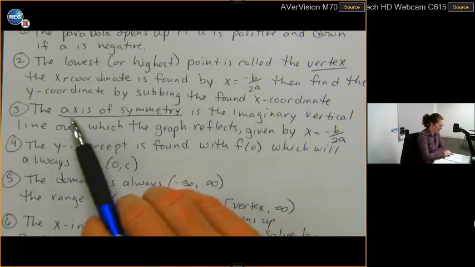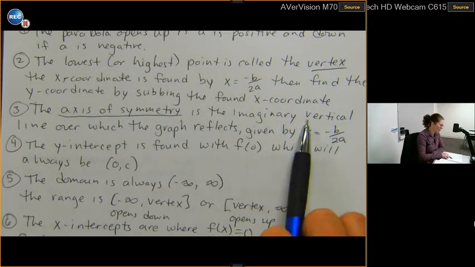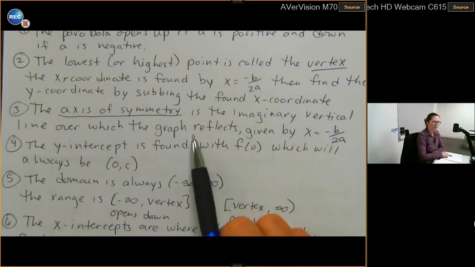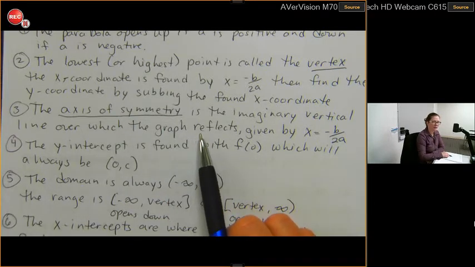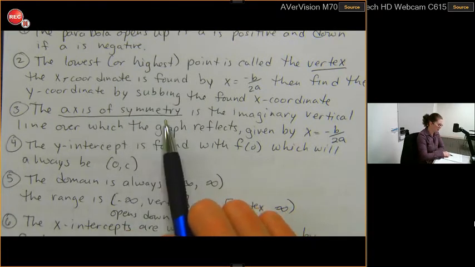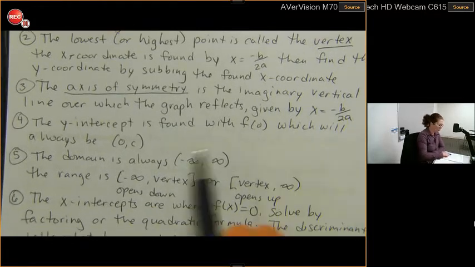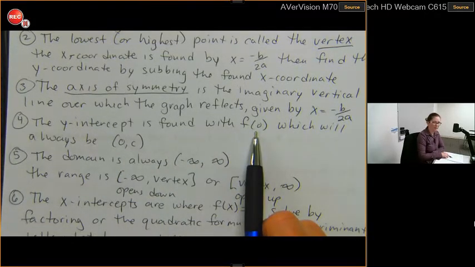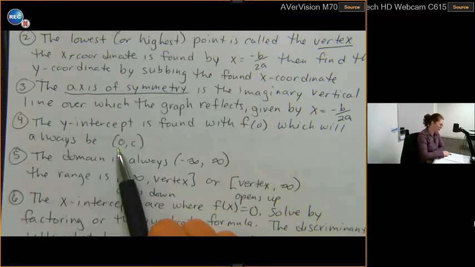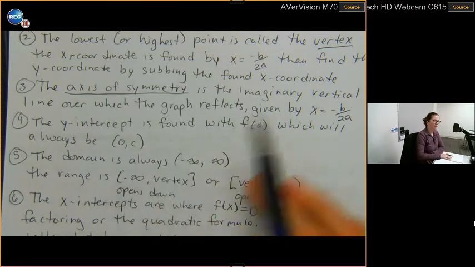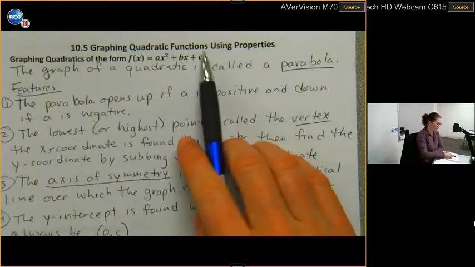The axis of symmetry is an imaginary vertical line over which the graph reflects. So our graph is the same on the left and the right, and we have this imaginary line of symmetry. The formula for that is the same as the x-coordinate of the vertex. The y-intercept is found by doing f of 0, subbing 0 in for x, which is always going to be the ordered pair 0, c. C is the number on the end.